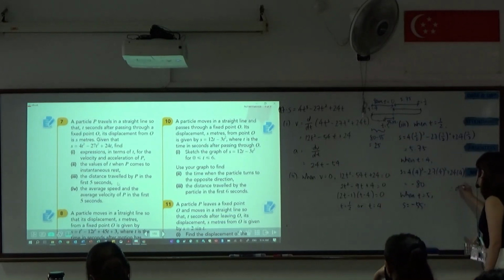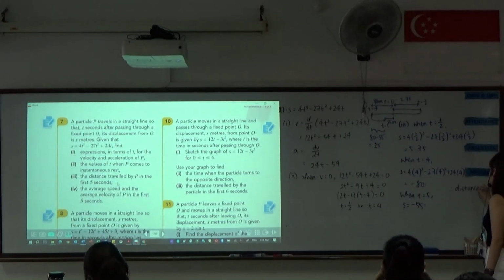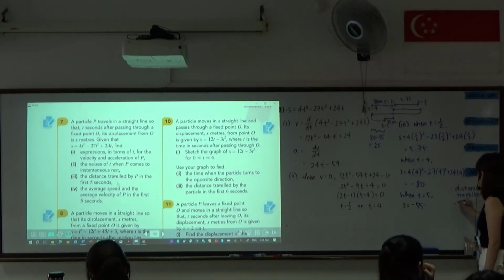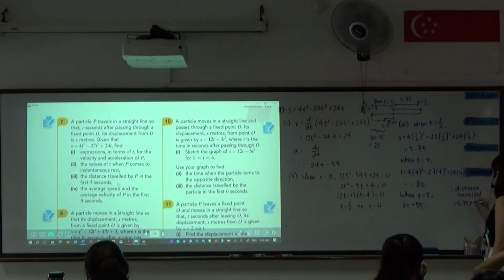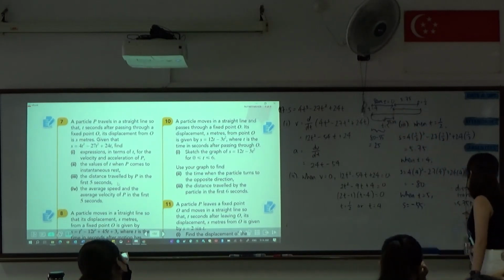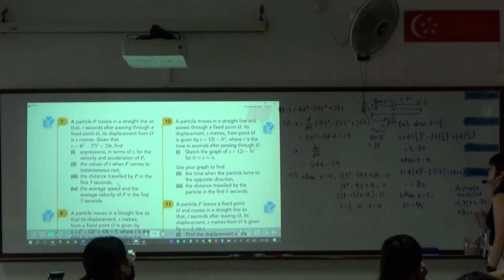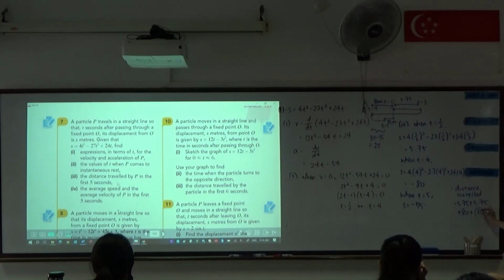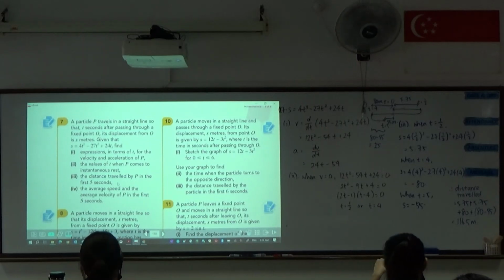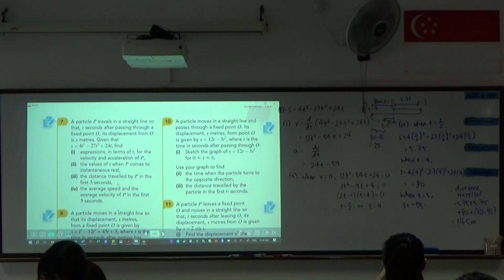So therefore, the distance traveled will be equals to 5.75 plus 5.75, then followed by another 80, followed by 80 minus away 55. And that would be 116.5 meters. Okay? Questions?